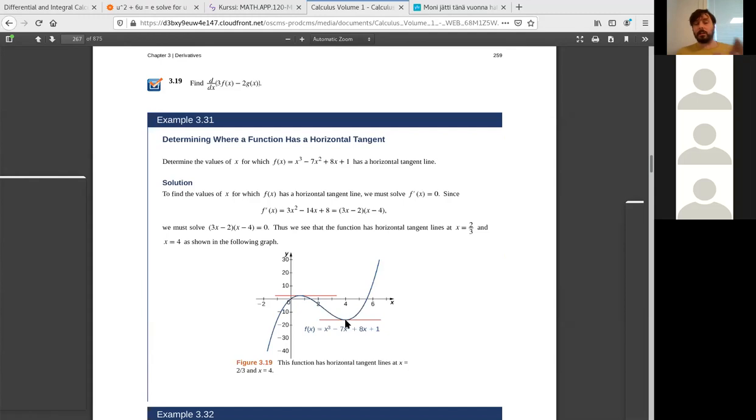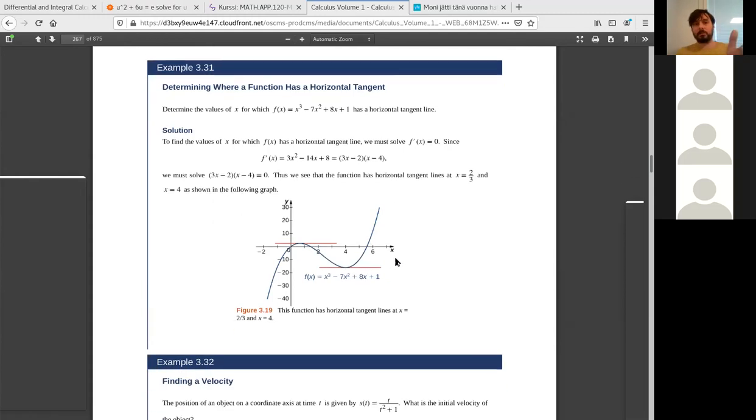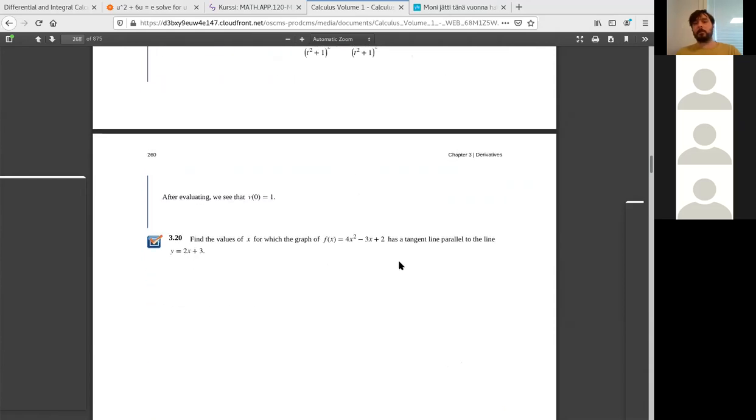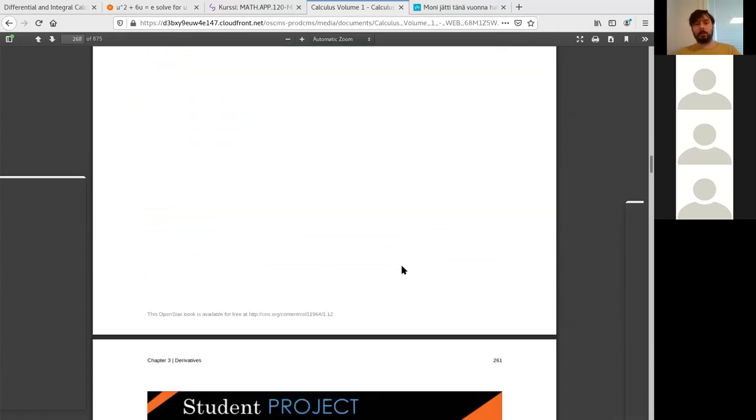We'll talk about this a little bit more later. Not going to go there with this. And we'll talk about finding the minimums and maximums later a little bit more.